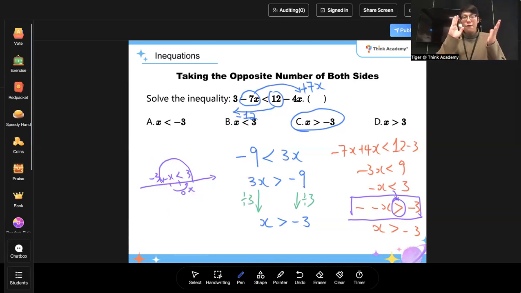That's because you have flipped the whole thing around. You can think about it as if we are taking the mirror image about the point 0, such that everything is going to change its direction, right? So a less than sign will become a greater than sign. That's the reason why.